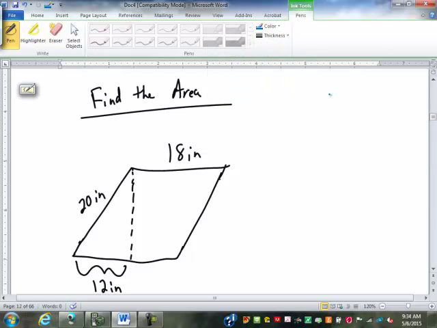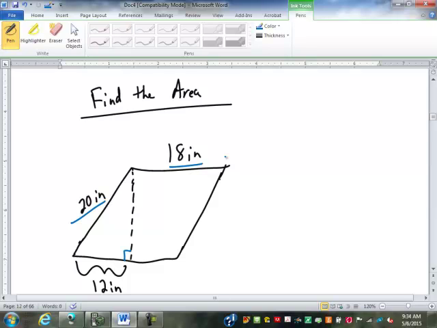To find area, we need two dimensions that are, remember the key word here? Two dimensions that are perpendicular. In other words, two dimensions that form a right angle. This parallelogram, we have the sides of 20 and 18, but they do not form a right angle. It's not a rectangle, it's a parallelogram.